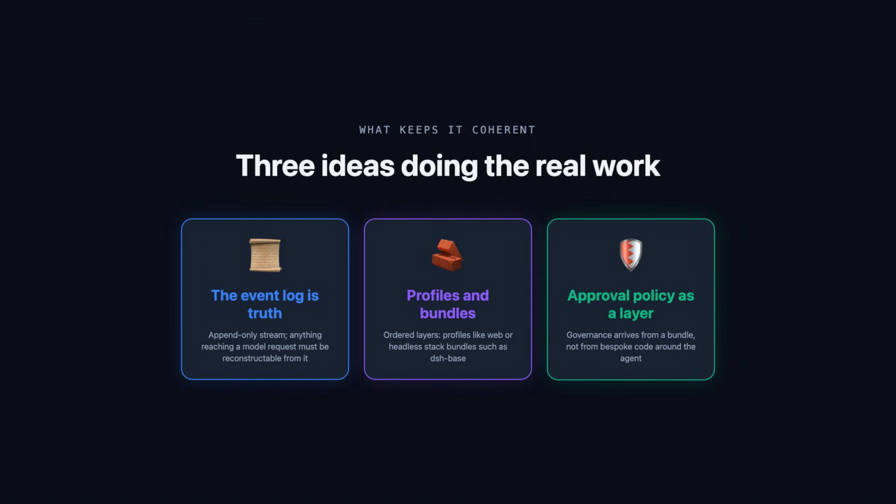And crucially, approval policy arrives as part of a bundle too. Governance stops being custom glue written around the agent and becomes something you compose in. Whether that is enough control for a regulated environment is a fair open question, but architecturally it is in the right place.